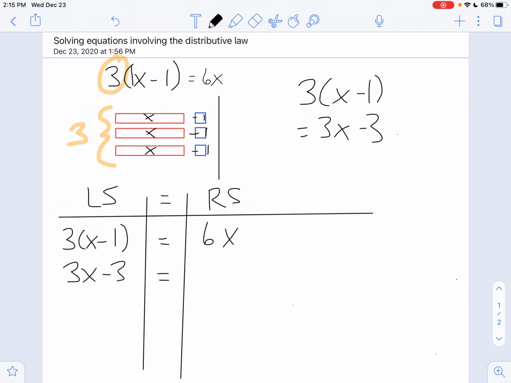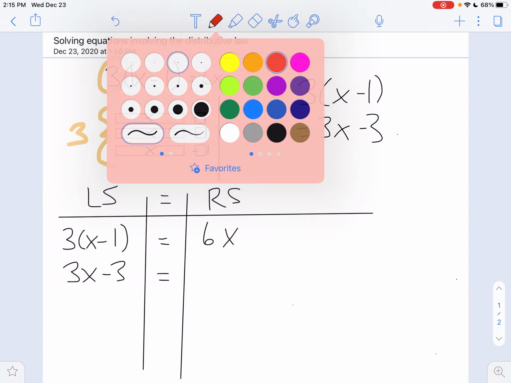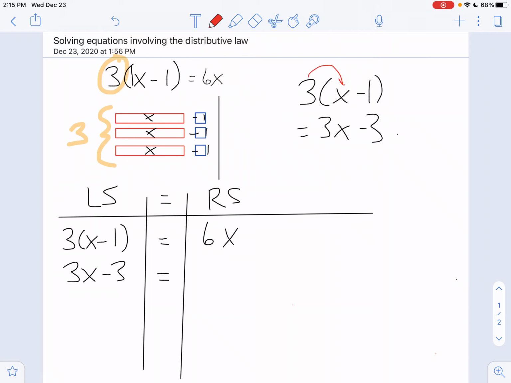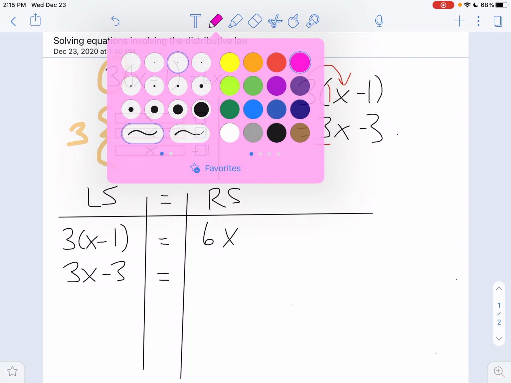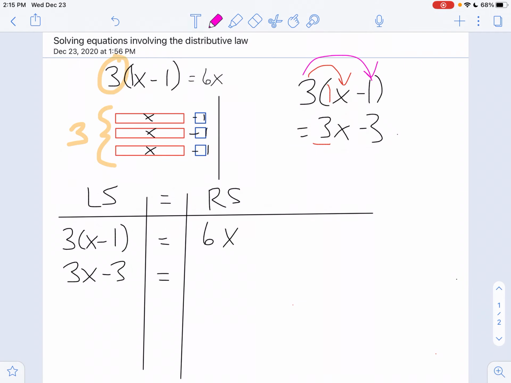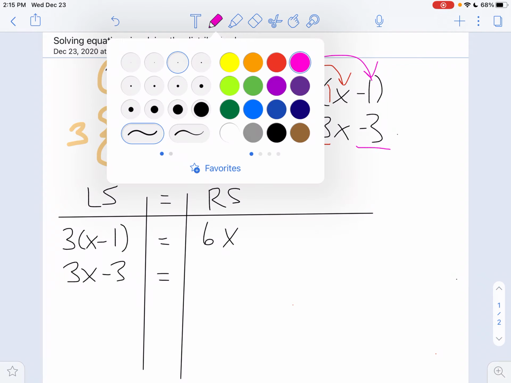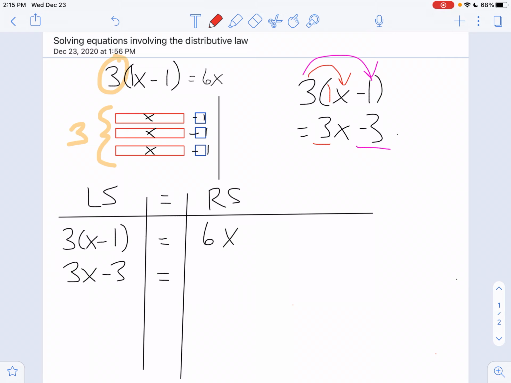Remember that if you prefer to do this with the rainbow rule, that's also great. So taking the 3 and multiplying it by the 1x, 3 times 1 is 3, and then we've got an x there as well. And then taking the 3 and multiplying it by the -1, you're going to end up with -3. On the other side of our equation, we have 6x. So we're going to draw 6 x tiles on the right-hand side. So 6 long red rectangles.